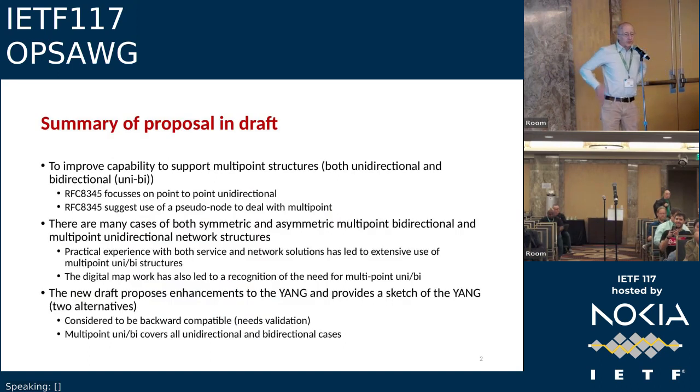To summarize what I'm going to talk about: to improve the capability to support multi-point and unidirectional/bidirectional, which I summarize as UniBi. And as Olga said, 8345 focuses on unidirectional and point-to-point. We've encountered over many years many cases of multi-point, bidirectional, semi-unidirectional bidirectional, et cetera. And we've also got models that support that sort of structure in other bodies. So the proposal is to enhance 8345 backward compatibly to support these UniBi structures and multi-point structures in a more efficient way than the current method proposed in 8345.